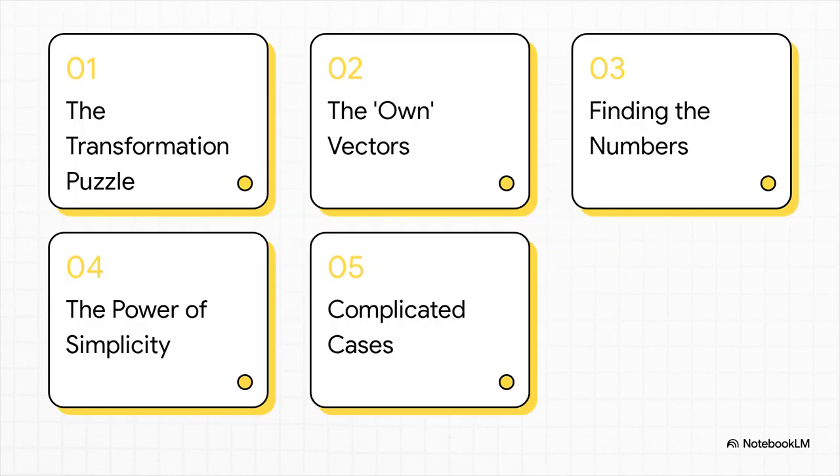So, here's how we're going to break it all down. First, we'll look at the puzzle of transformations itself. Then, we'll discover these secret eigenvectors. After that, we'll figure out how to find their special numbers using polynomials, see the incredible payoff of doing all this, and finally, we'll touch on what happens when things get, well, a little messy.